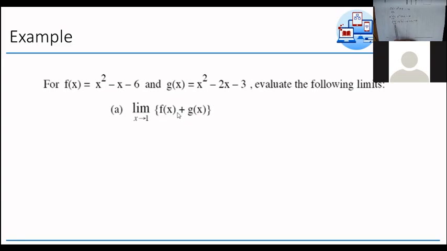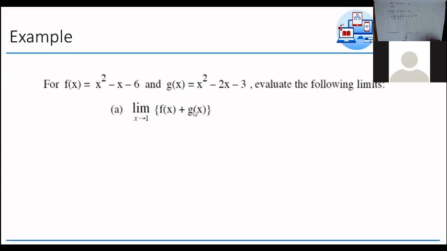f(x) as x approaches 1 plus g(x) as x approaches 1. Our answer is negative 6 plus negative 4. We have negative 10. Okay, so yun po yung sagot po natin. So this one, our answer is negative 6. This one is negative 4.